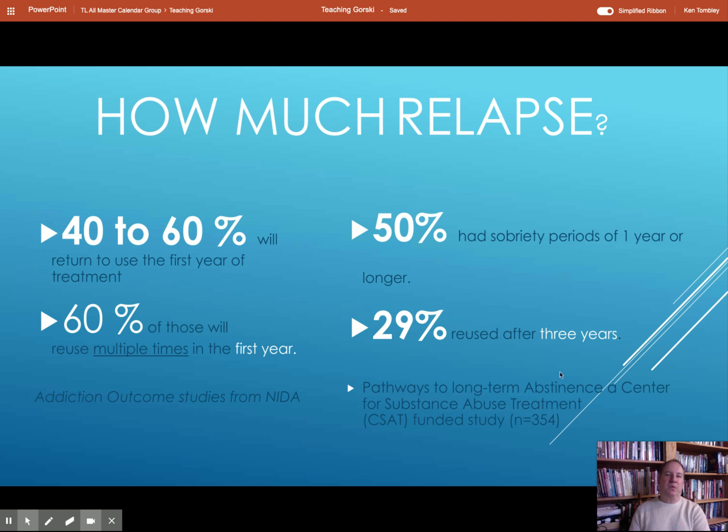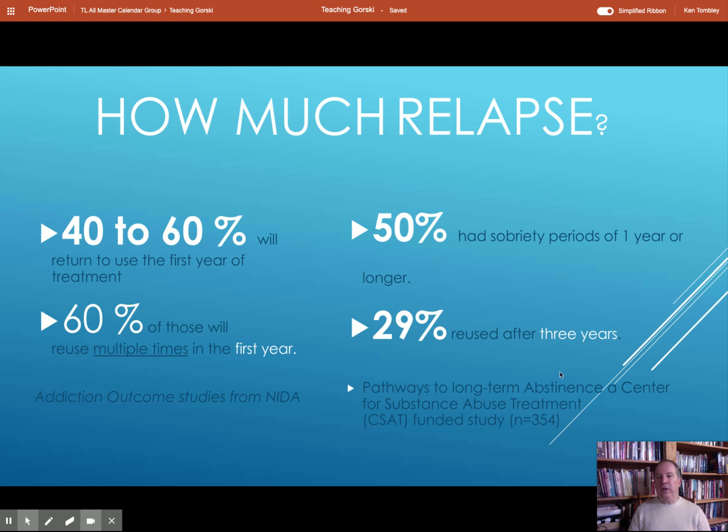So how much relapse really happens? That's a question I think a lot of people talk about. They talk about, treatment isn't successful. And when we understand it's a chronic disease, then our definition of what's successful begins to change. But let's look at what research has found about how much relapse really happens. And that can help us understand what role relapse plays in the treatment process, or what role relapse plays in the recovery process.